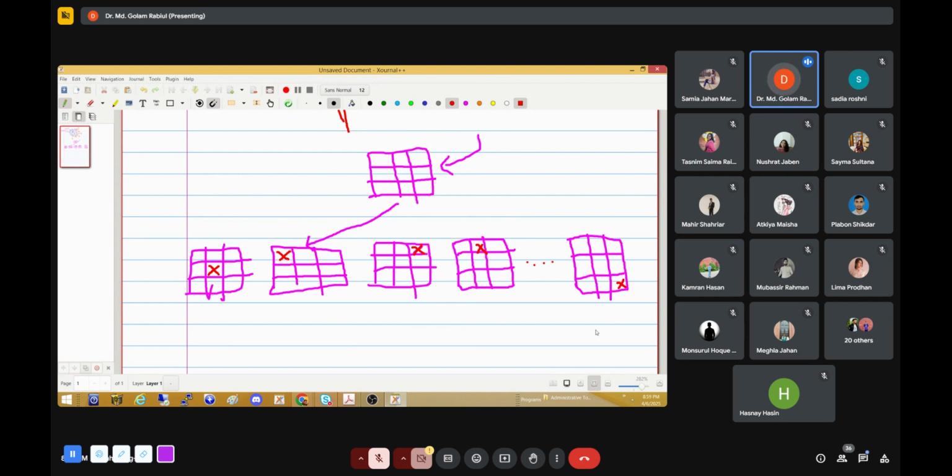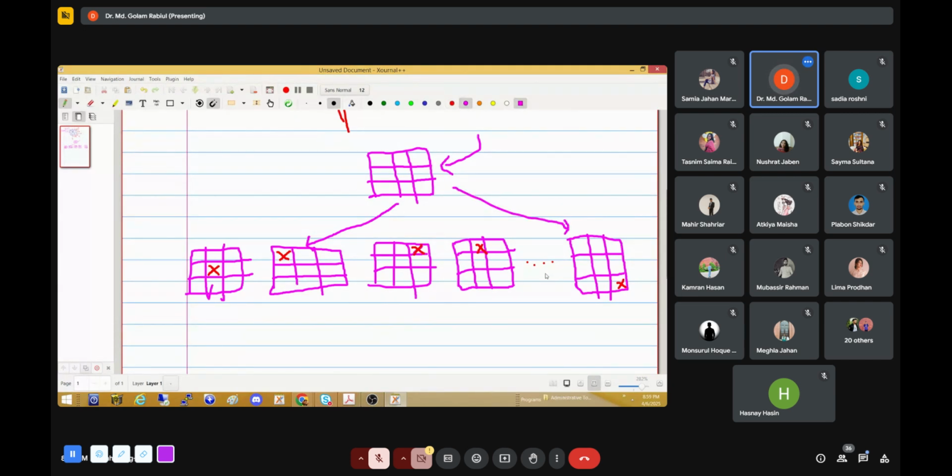Can anyone tell me how many possible states there are from the initial state? 9 states. Yes, 9 possible states from the initial state. So we should consider the 9 possible states.